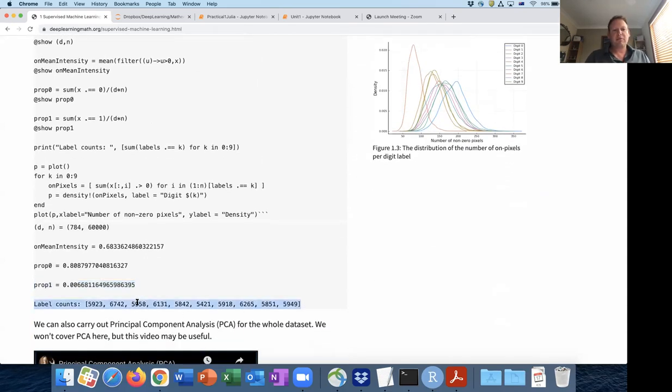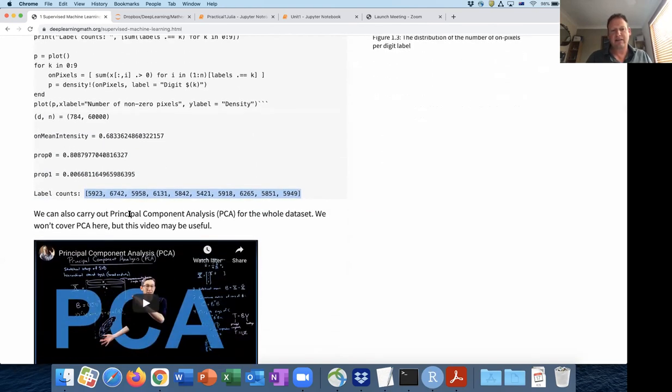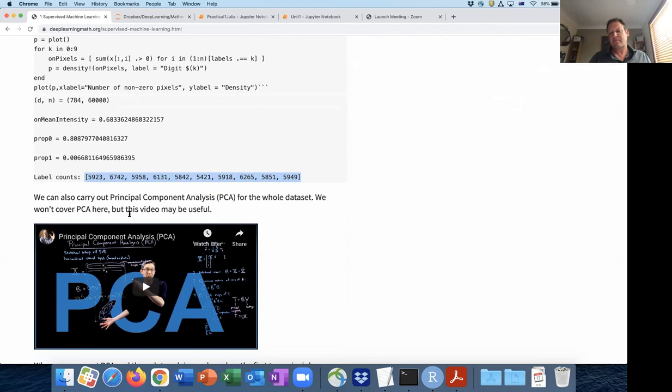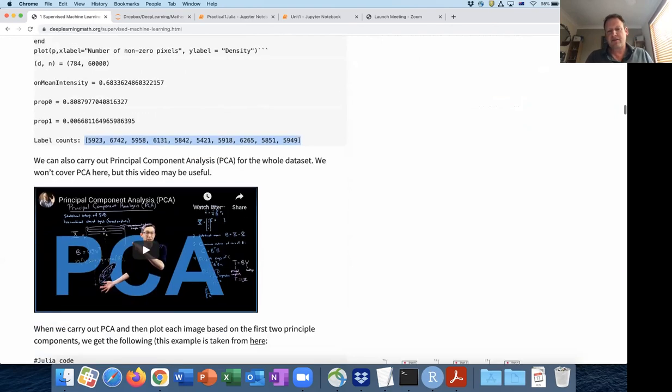Here we're looking at the label counts. We're asking how many zeros are there in the training data set, how many ones, how many twos, up to how many nines. When you see a data set like this, you pretty much say that it is balanced. It's not exactly balanced, but it's certainly not a biased data set. There's pretty much one tenth of the images for each digit, and one tenth of that is 6,000. Now, when you have such a data set, you can do all kinds of things.